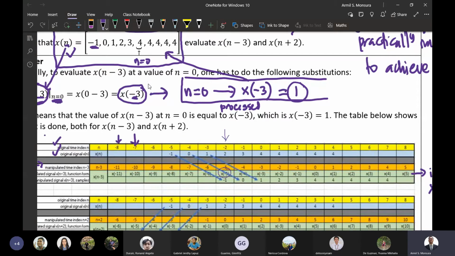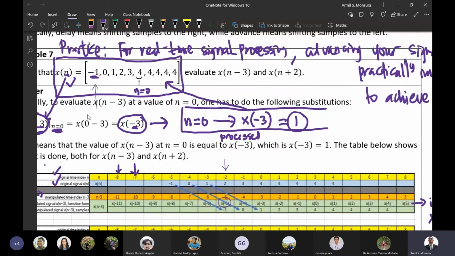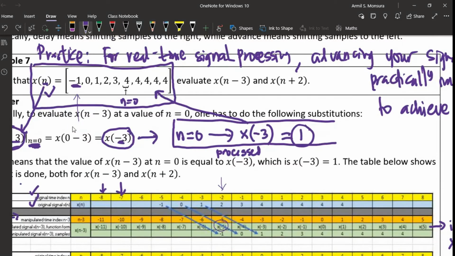Kasi ang signal ninyo, yung original signal ninyo, has a first non-zero value sa x of negative 5, or sa n equals negative 5, sorry. Sa n equals negative 5. Okay? At magkakaroon siya ng last non-zero value when n equals 0, 1, 2, 3, 4. When n equals 4. So, yan yung range kasi nung signal niyo.